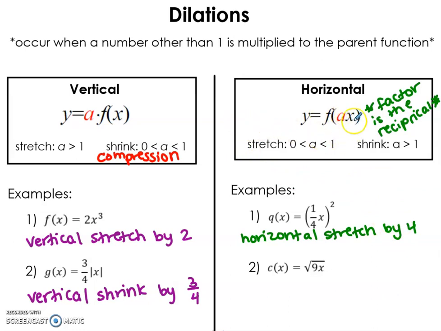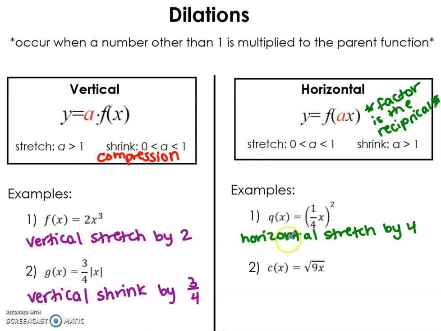Now you can remember the horizontal rules here. What I like to do is just remember one of these two because they're kind of confusing. If you know one of them, the horizontal will be the opposite. So I tend to remember the vertical, and then I just think it's the opposite. So for instance, if I see 1/4, in vertical, that would be a shrink. So in horizontal, it's the opposite. So it's going to be a stretch.